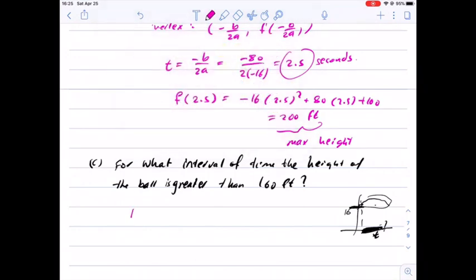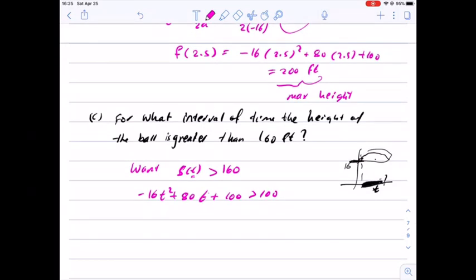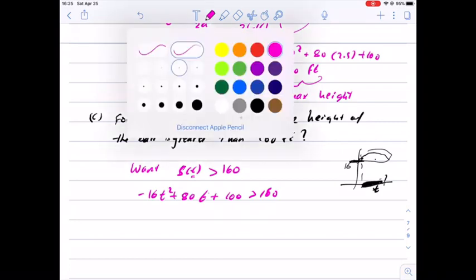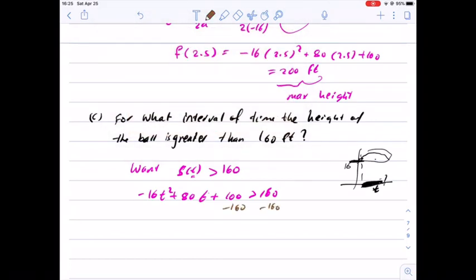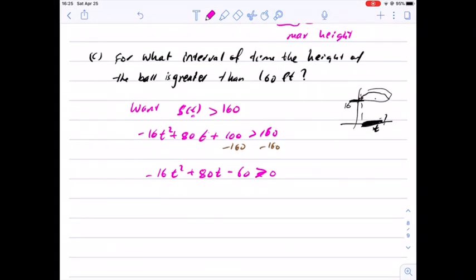Okay, so that means we want the function s of t to be greater than 160, and then we solve for t. So we have negative 16 t squared plus 80 t plus 100 is greater than 160, and then we subtract 160 from both sides and simplify the inequality. It becomes negative 16 t squared plus 80 t minus 60 is greater than 0, and then we divide by negative 4 to simplify this more. If we divide each term by negative 4, the inequality is reversed, becomes less than 0.